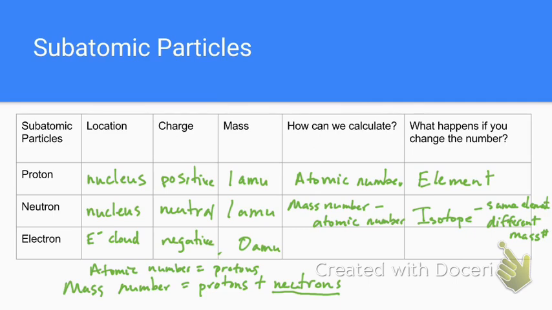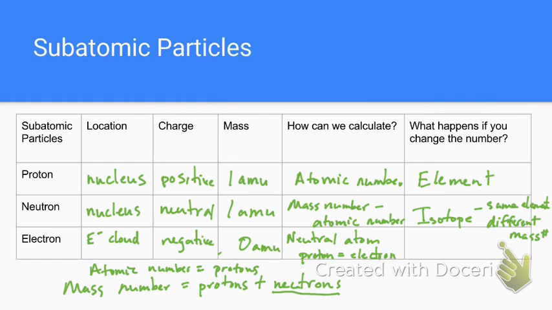To calculate the number of electrons, we'll say that if it's neutral for now, if I have a neutral charge on an atom, remember the only other charge that cancels out a negative charge is a positive charge. So in a neutral atom, if I have 5 protons, I need 5 electrons. They cancel each other out, right? 5 positives, 5 negatives. So in a neutral atom, the protons equal the electrons.